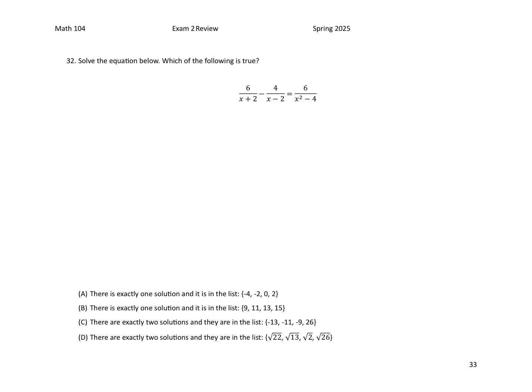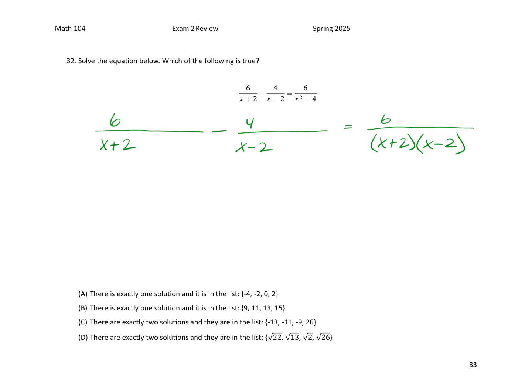Solve the equation below. Which of the following is true? Okay, so I have different denominators, so I'm going to start by making bigger fractions so that I can build a common denominator. And that x squared minus 4 factors to x plus 2, x minus 2.